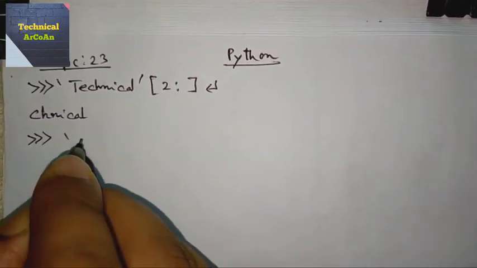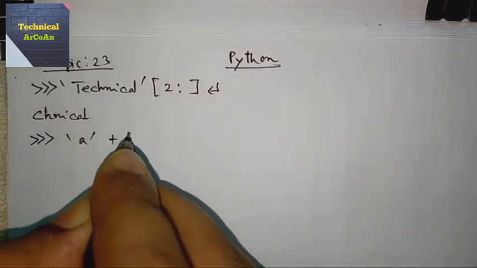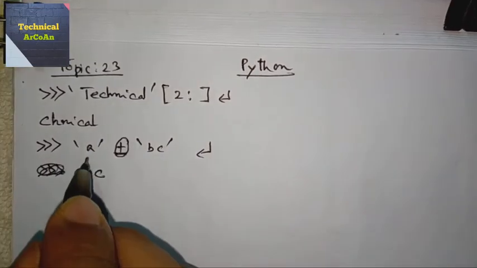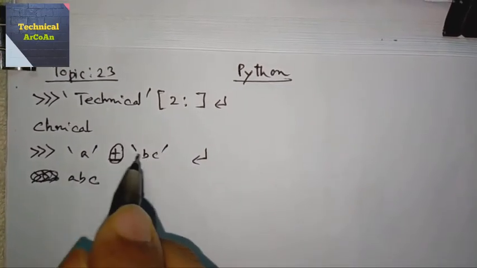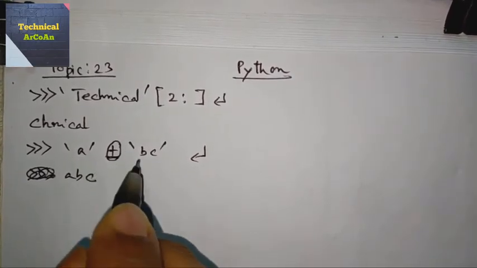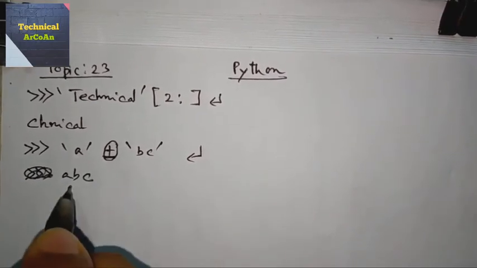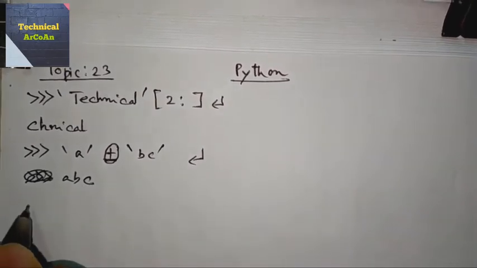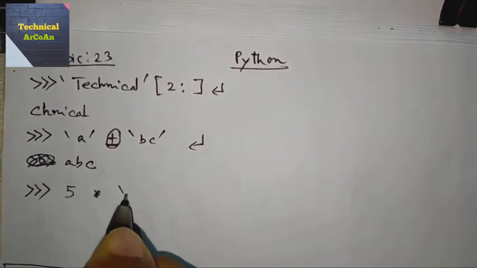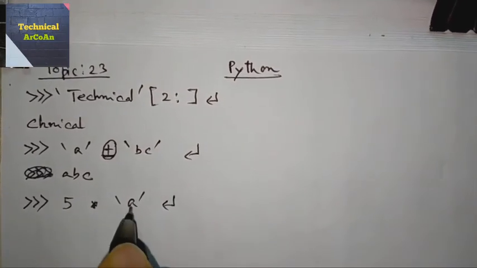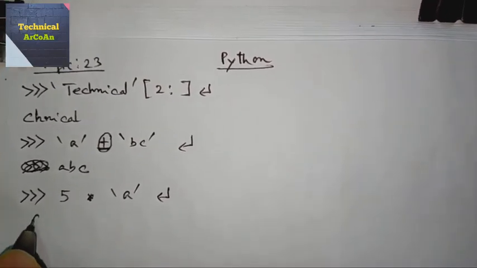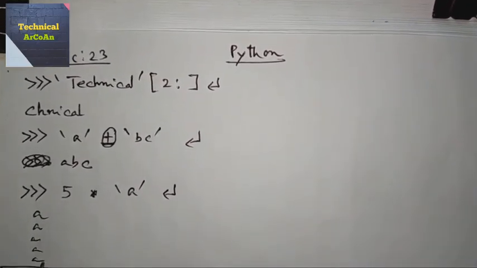Okay. If we take a single quote A as one string and suppose the other string is within single quotes BC. So there is one string A and another string BC. When we use the concatenate operator, it will concatenate these two and we get ABC as output. Okay. Now go for another example. Suppose we want to print 5 times a string given within single quotes as A. So it will print 5A continuously.